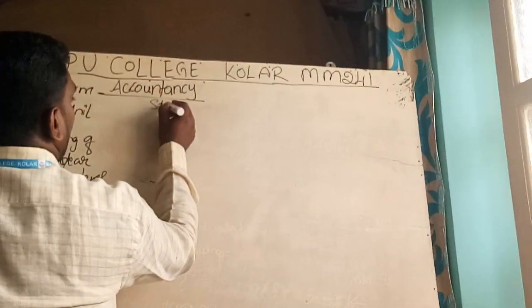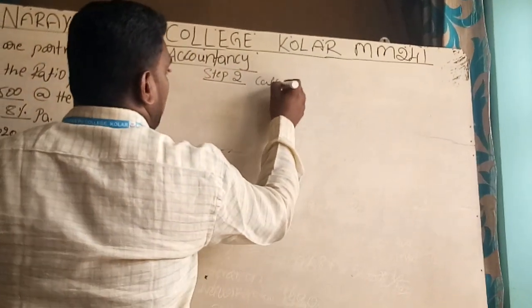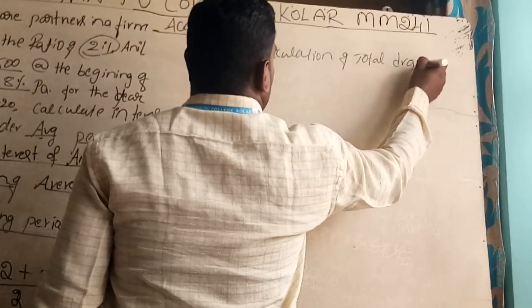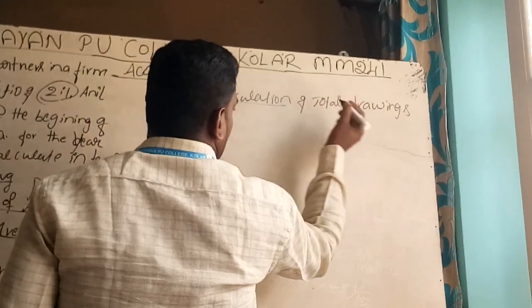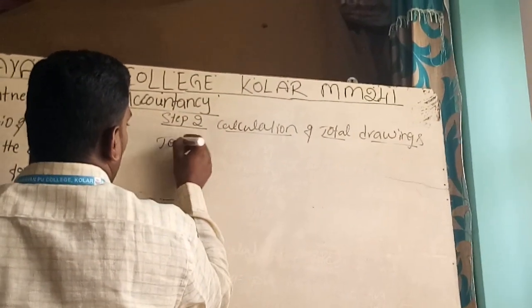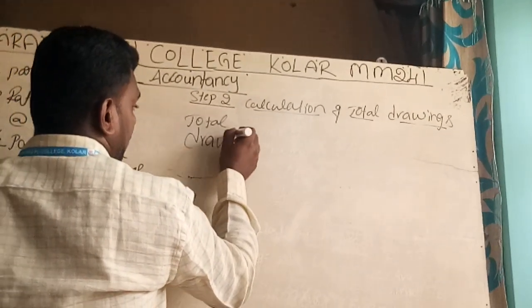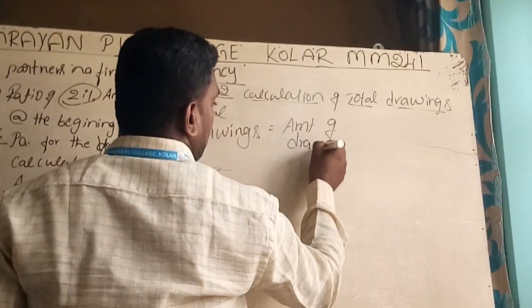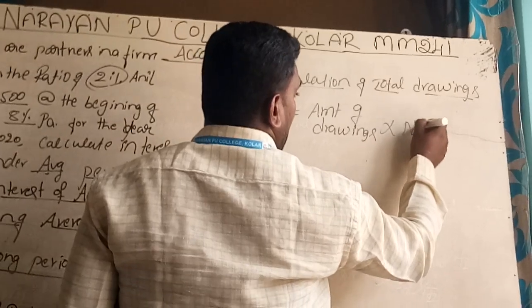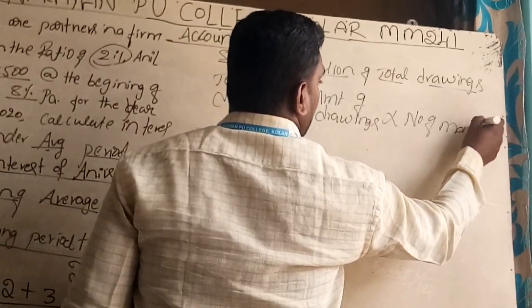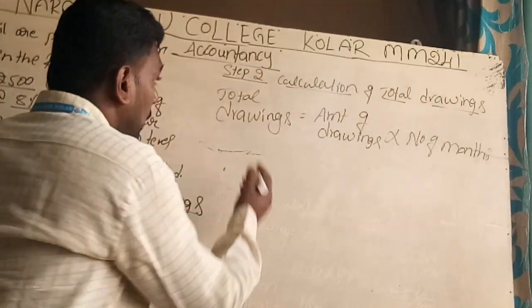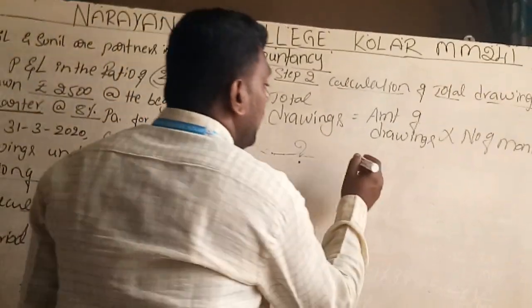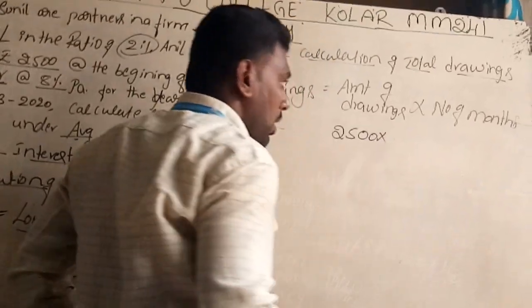Let's move to step 2, calculation of total drawings. Therefore, total drawings is equal to amount of drawings into number of months. Now, total drawings we don't know, that is the question mark only. Amount of drawings we know, that is 2,500, into number of months.